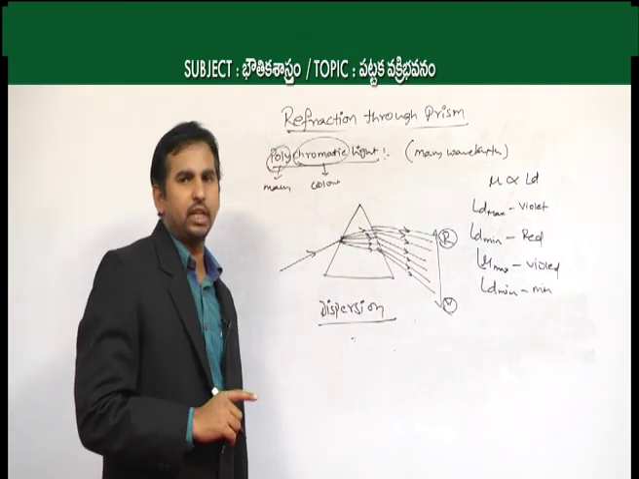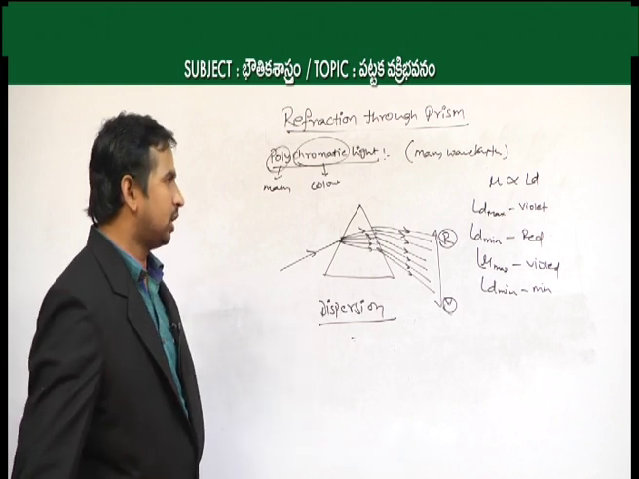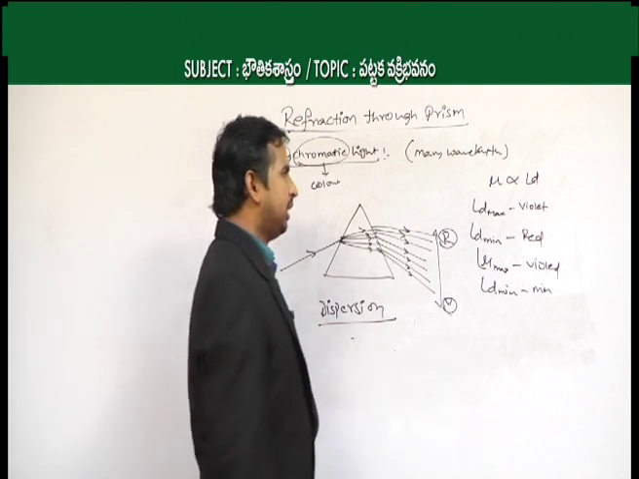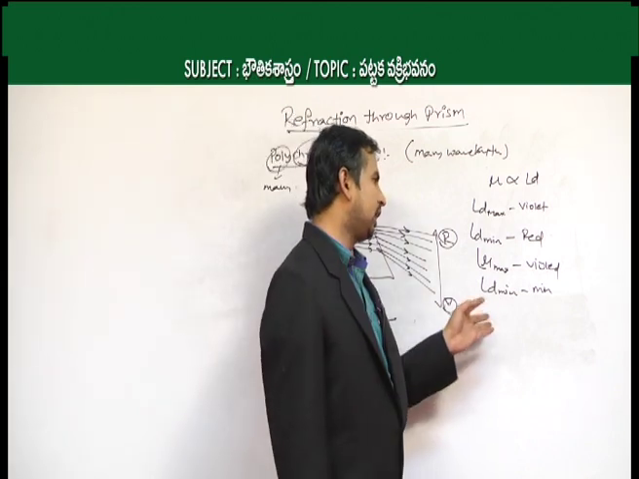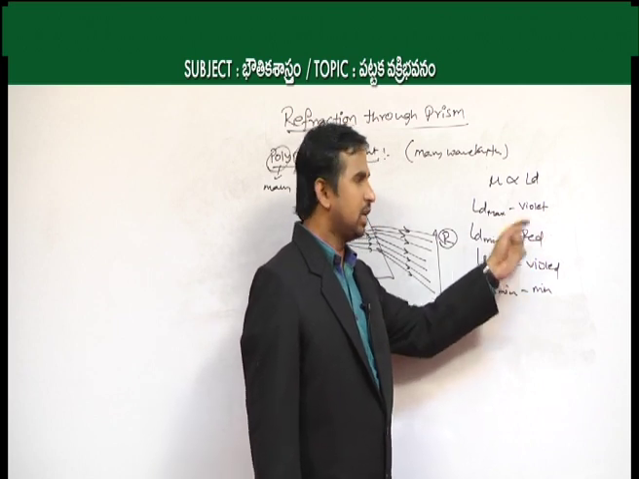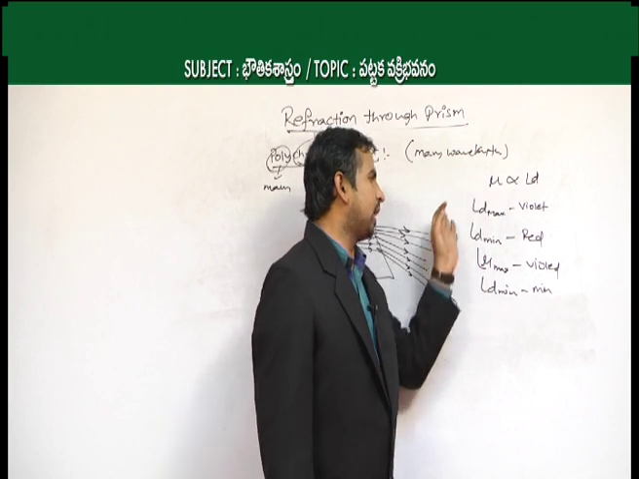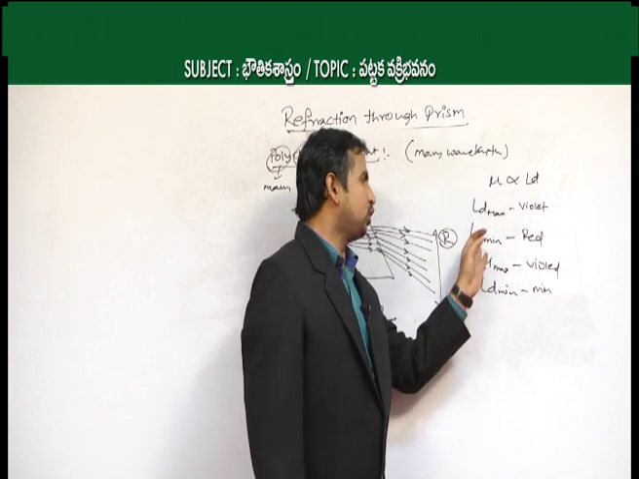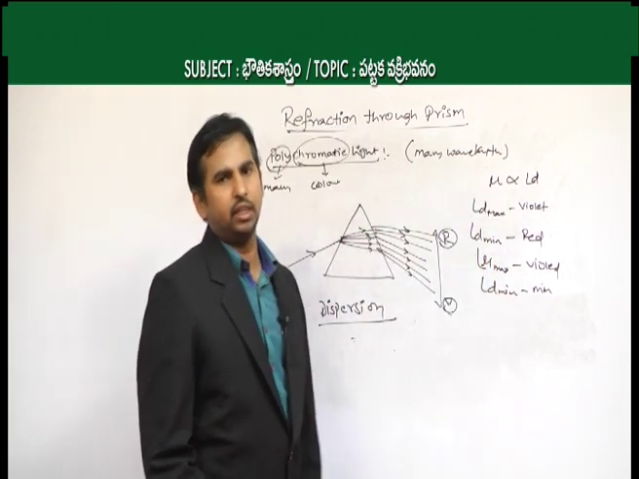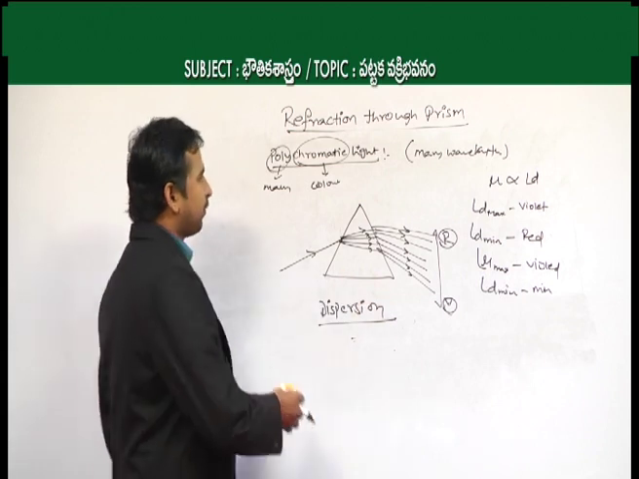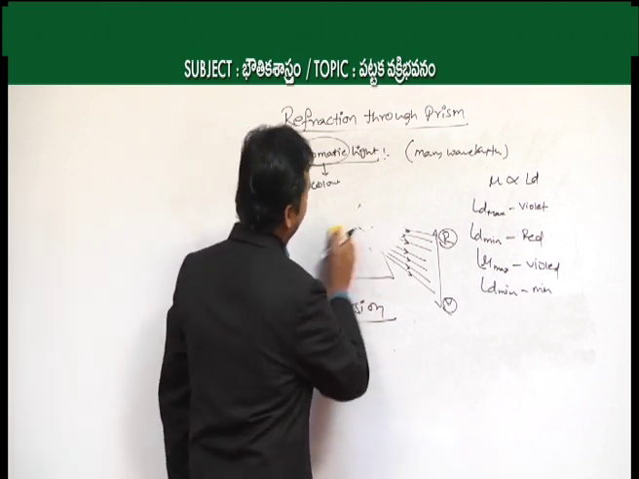So the refractive index is directly proportional to the deviation, and that deviation is maximum for violet color and minimum for red color. As the deviation is maximum, the refractive index is also maximum for violet and minimum for red. Like this, the refractive index and angle of deviation are related.